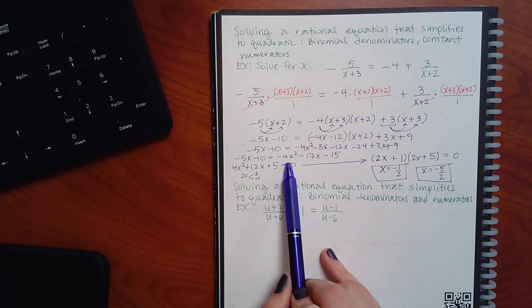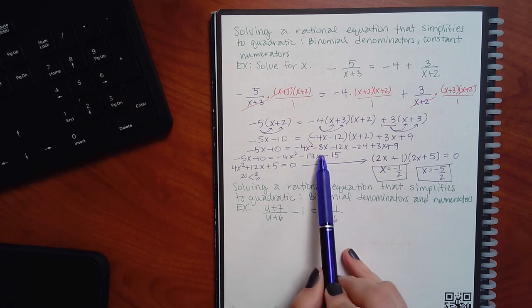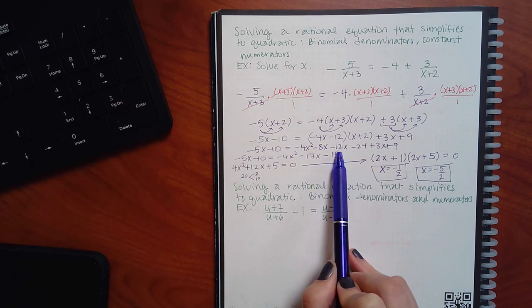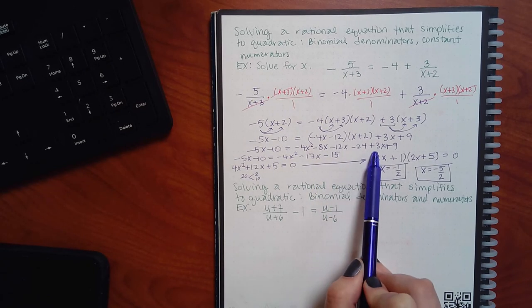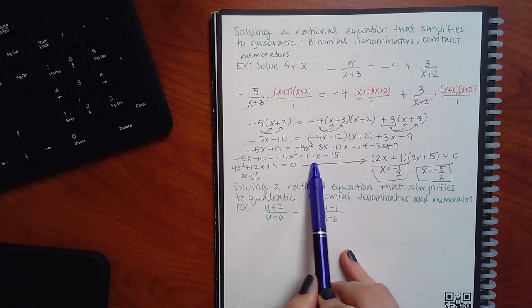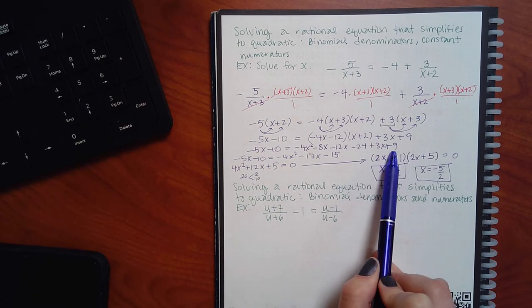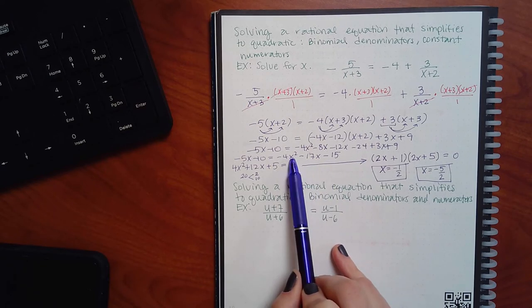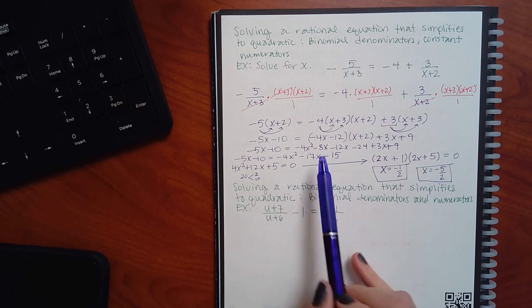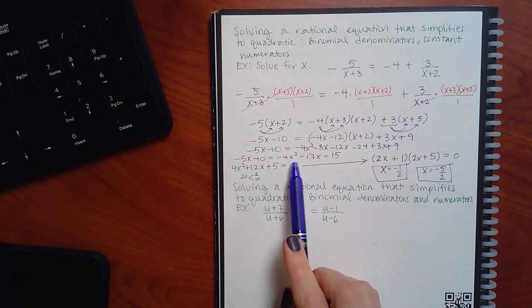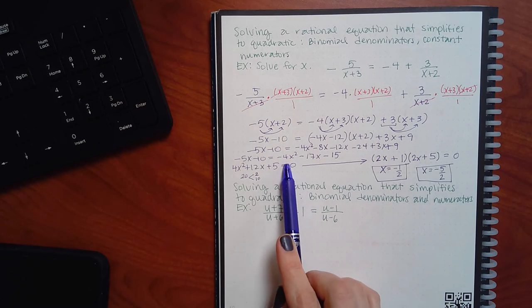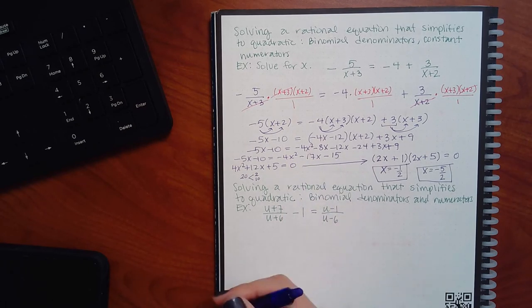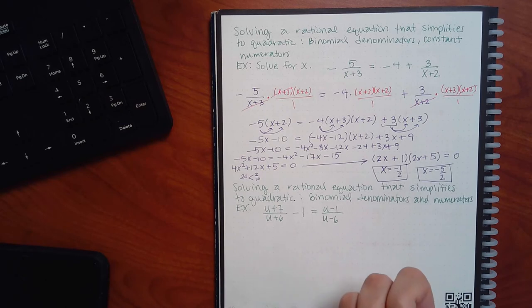So negative 4x squared is the only x squared term. But then I have negative 8, negative 12, that makes negative 20. Plus 3 makes negative 17. Right. Then I have negative 24 and positive 9, which made negative 15. Now, I have a square, and I have a bunch of x's, so I have to get it equal to 0. I don't like my x squared guy negative, so I move these three terms to the left, so that way I can get it equal to 0.